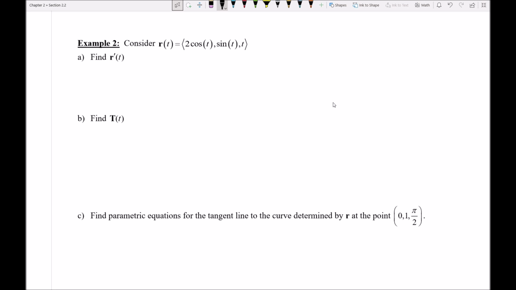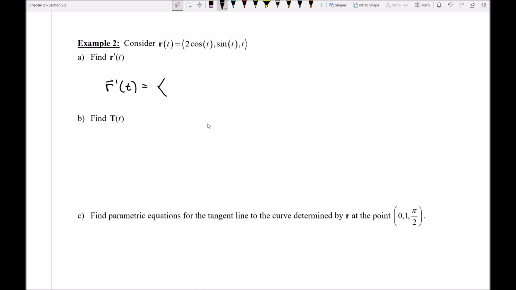All right, let's take a look here at example number 2. Take a look at this vector function that we have. I have a 2 cosine t, sine t, and a t for the components of the vector. We saw in the last video that calculating the derivative of any vector function is unbelievably easy to do, because you just compute the derivative of each of the components. So this part A almost requires no work.